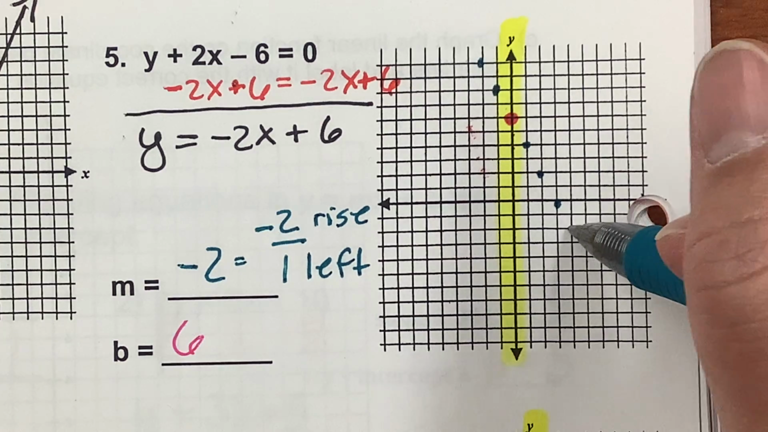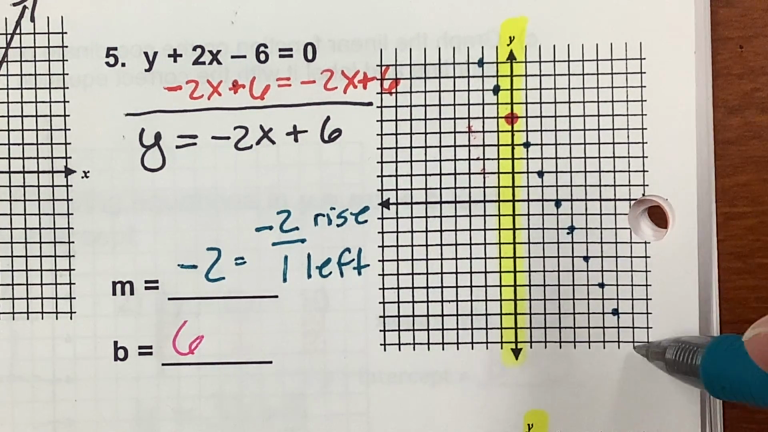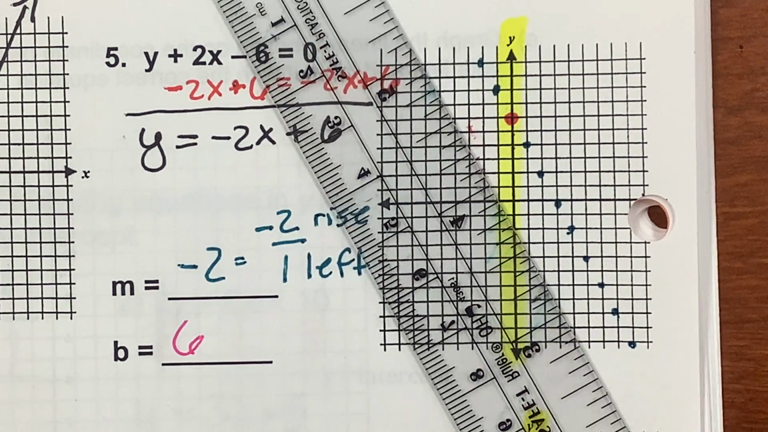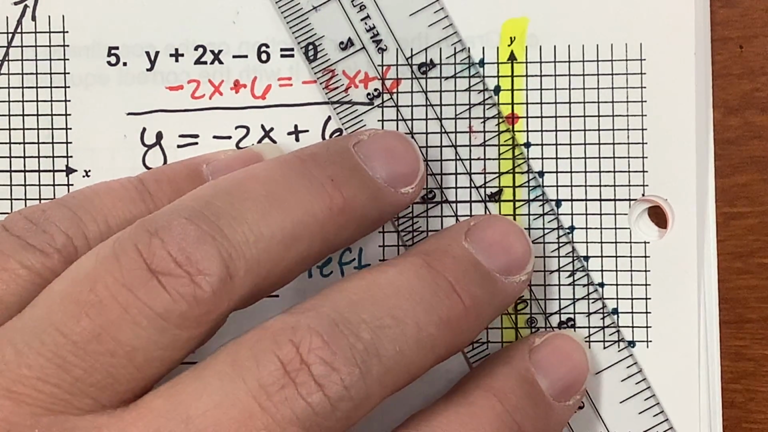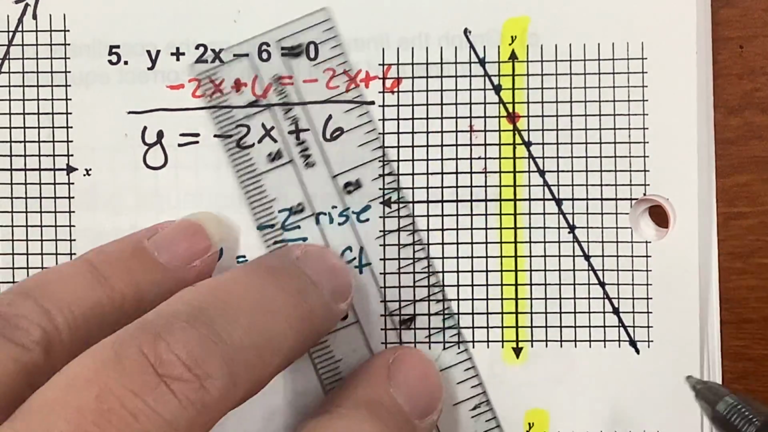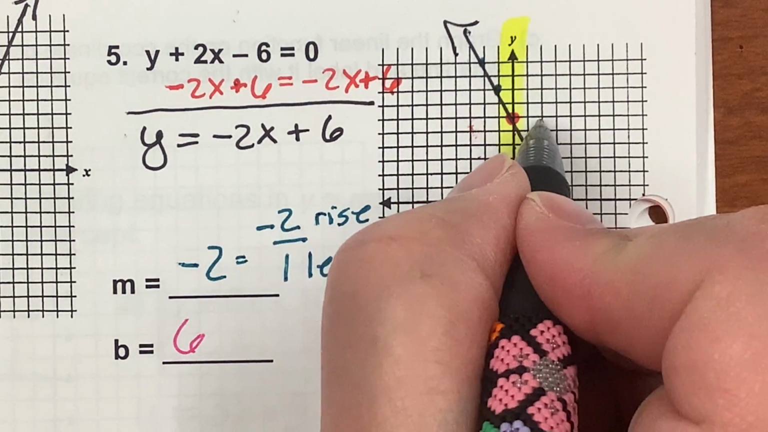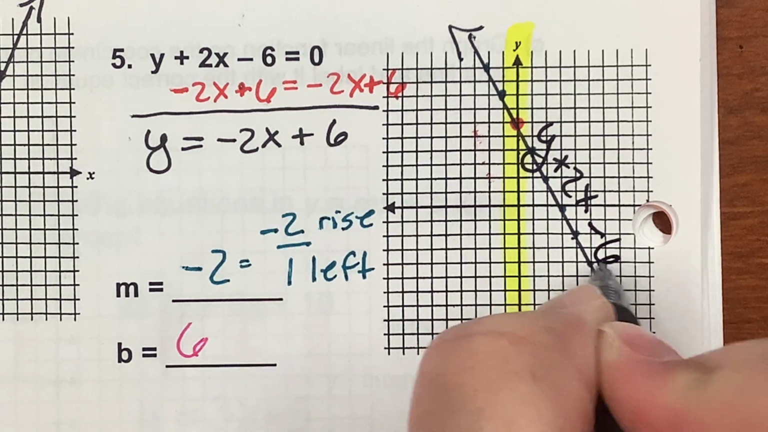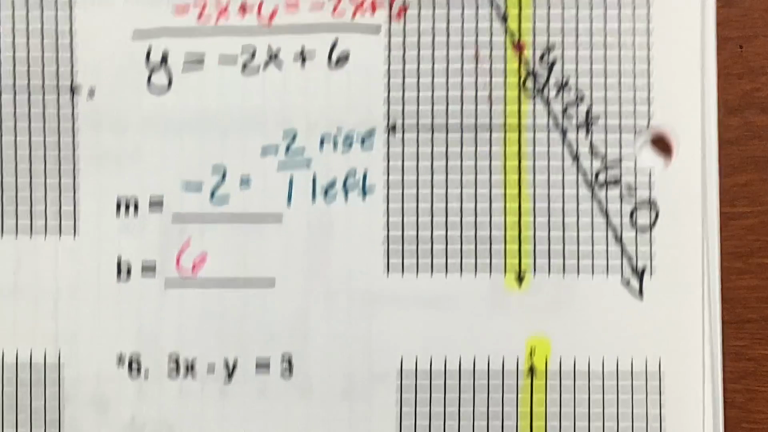Remember, you want to be making a line. So down 2, 1 to the right is the same as up 2, 1 to the left. And I get all these nice little dots. Connect the dots. See how they're in a nice straight line? Got to be careful. And arrows on both sides. Original equation: y plus 2x minus 6 equals 0. And on to the next.